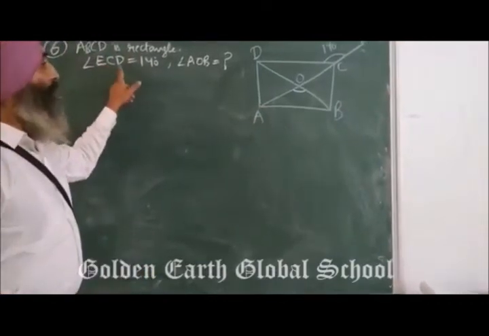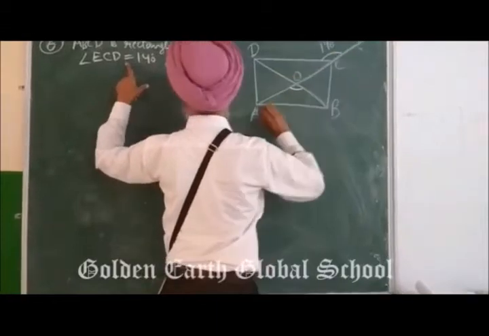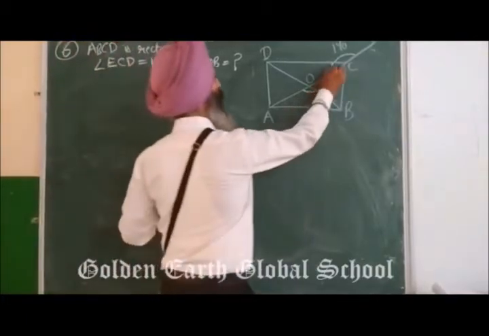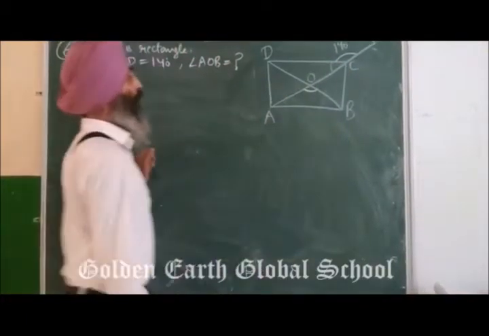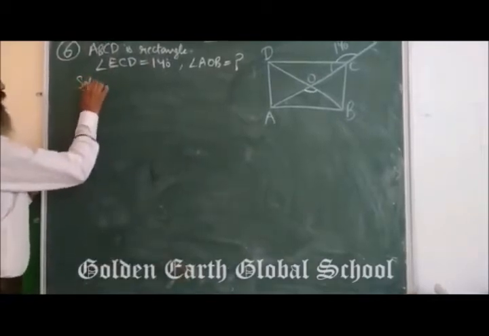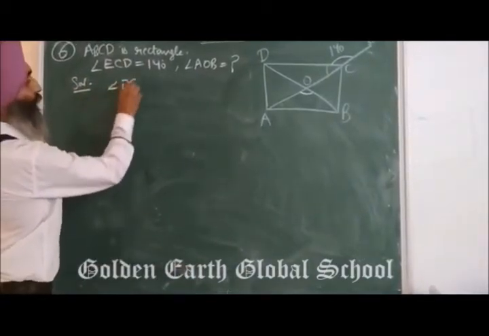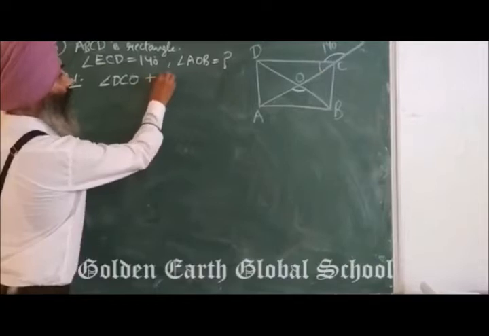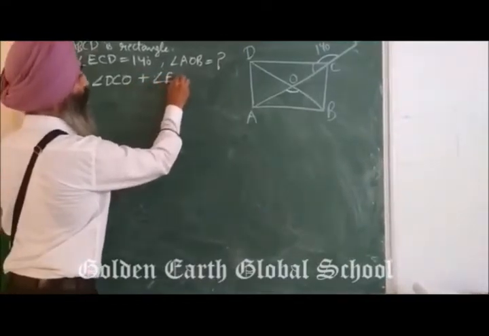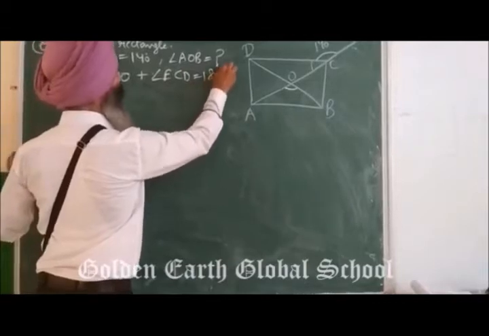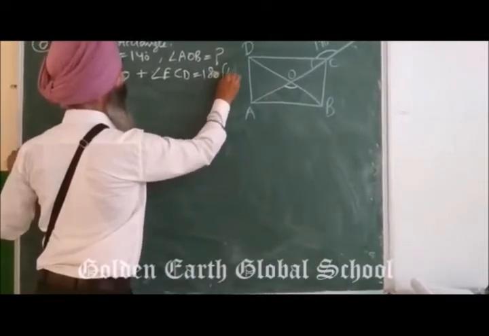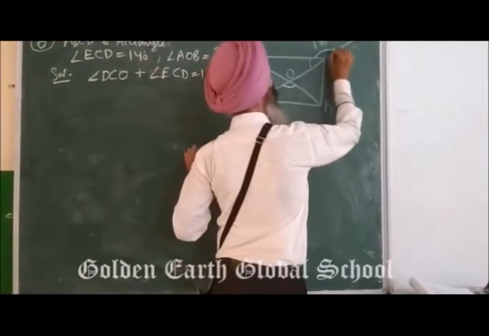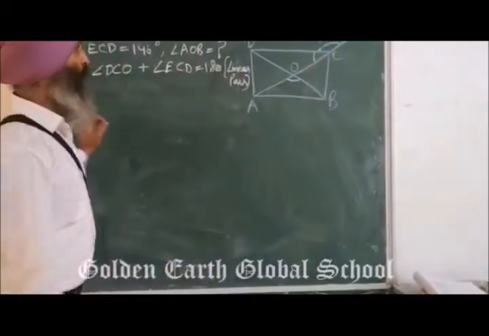Okay, and angle ECD, this exterior angle, is given as 140. We have to find angle AOB. Now look at the diagram carefully. First of all, we will find this angle. To find angle DCO, DCO plus angle ECD is equal to 180. Why? Tell me the reason. Yes, it is a linear pair, because it is a straight line, and two angles on a straight line are called a linear pair.